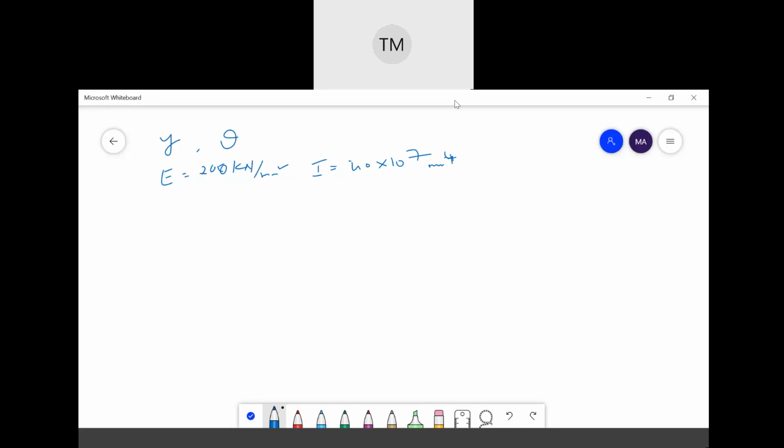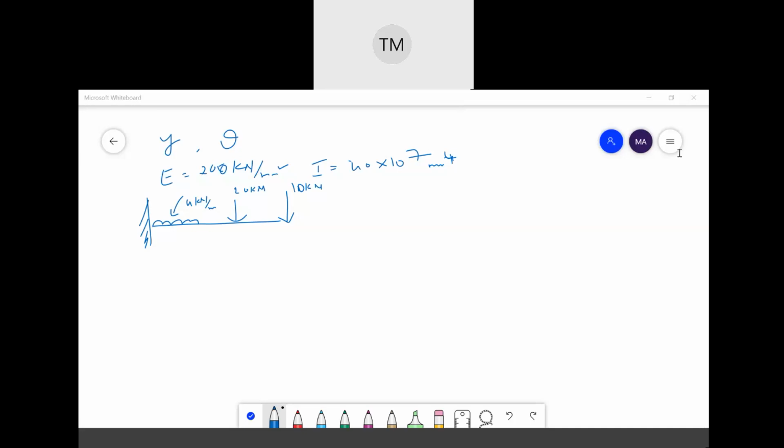So here we are given a UDL and point loads on a cantilever beam. We are considering the cantilever beam which has a UDL and two point loads. The UDL is 4 kilonewton per meter. The point loads are 20 kilonewtons and 10 kilonewtons.